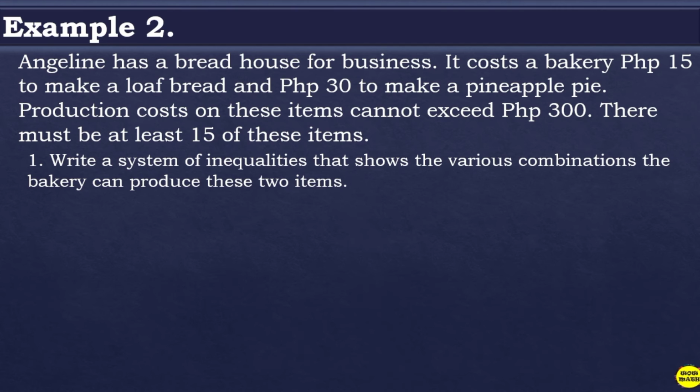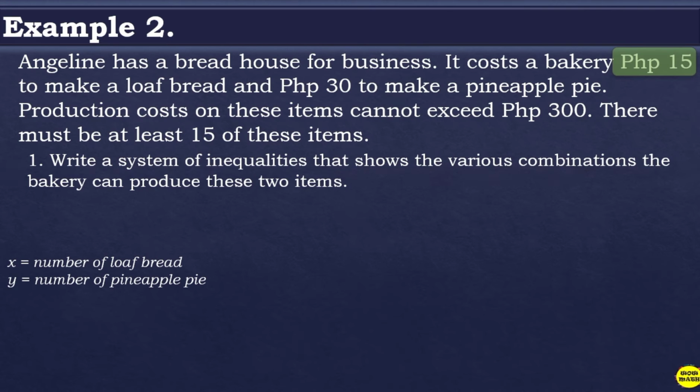Okay, so you have to represent the problem. So X is the number of loaf bread and then Y is the number of pineapple pie. So first question is you have to write a system of inequalities that shows the various combinations the bakery can produce these two items. So dapat mag-represent muna tayo. So X and Y. So loaf bread X, pineapple pie Y.